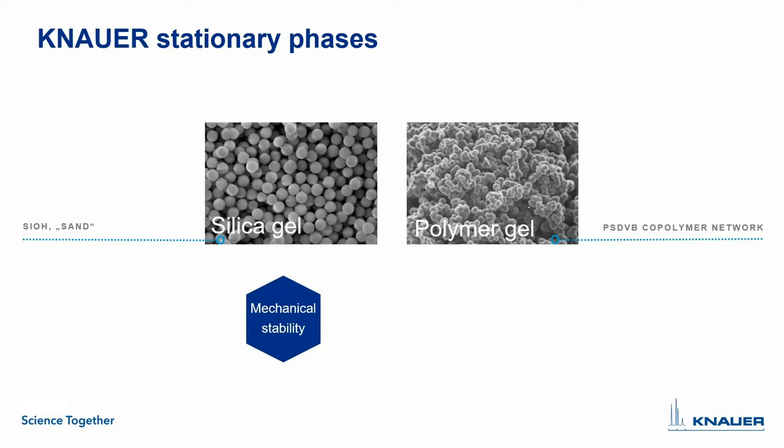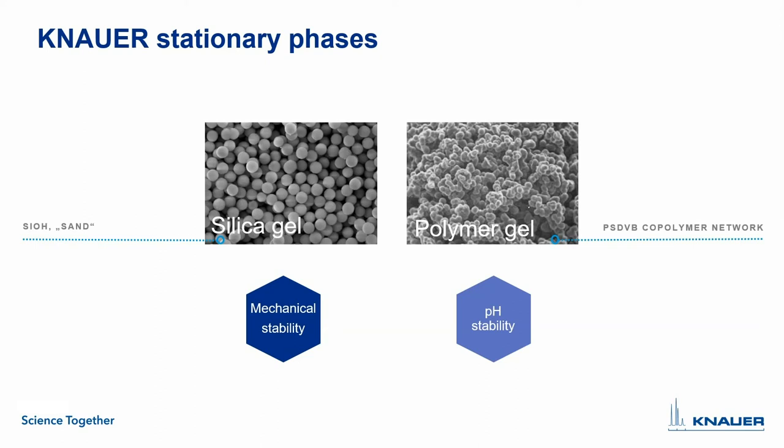But the advantage is that the polymer gel has a really, really high pH stability. For silica gel, you can imagine going down to very low pH or up to very high pH can be difficult. For polymer gel, as it is a copolymer network, it's really stable. So you can use here nearly the whole range of pH values that you can imagine.